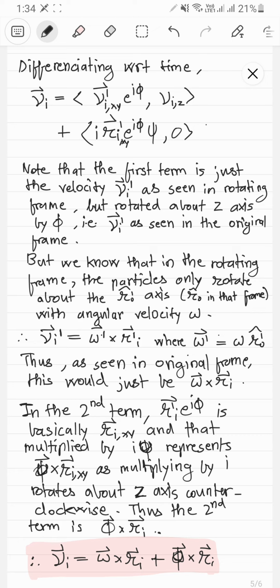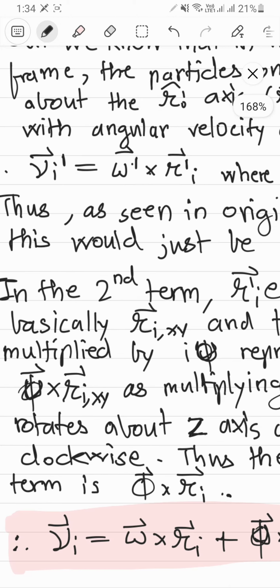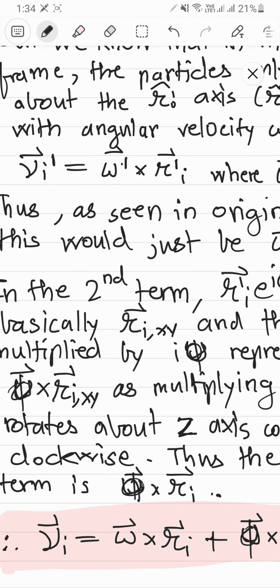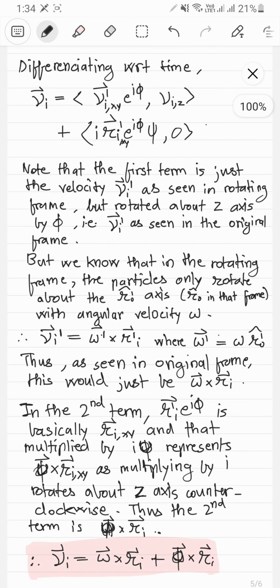Now we are done completely with the rotating frame, and we just have these two terms in the original frame. This is represented by omega vector cross ri vector, and this is represented by psi vector cross ri vector. Come on, this is supposed to be psi. Why did I write phi everywhere? I don't know, but you get the idea, right? It's supposed to be psi over here.